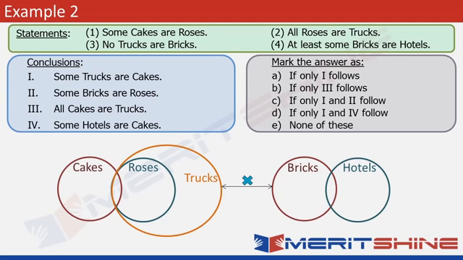Now it's very simple to answer. Look at the conclusions. 1. Some trucks are cakes. Is there an overlap? Yes. It follows. 2. Some bricks are roses. Can we see an overlap? No. So it does not follow. Number 3. All cakes are trucks. So we can see in the figure that some cakes are shown to be trucks, but not all. So it does not follow. And now the last one. Some hotels are cakes. Can we see an overlap? No. So it does not follow. So the answer would be option A. Again, we could answer it very easily just looking at the picture in a few seconds.